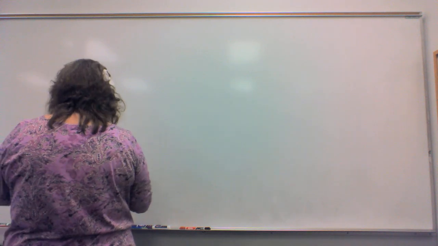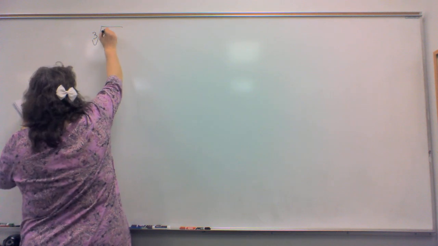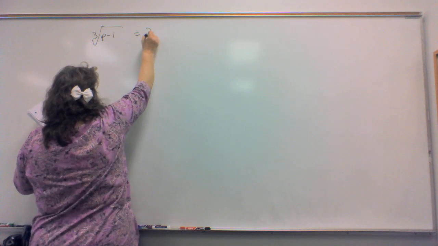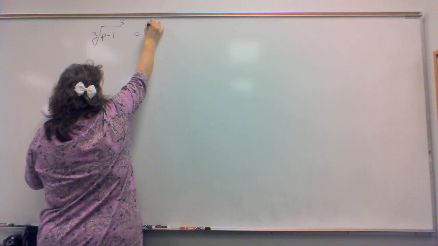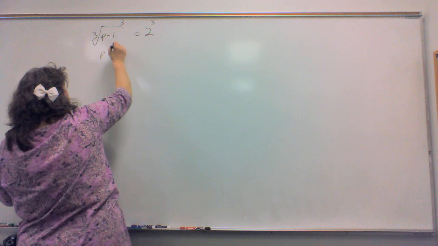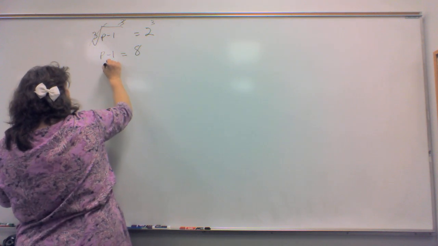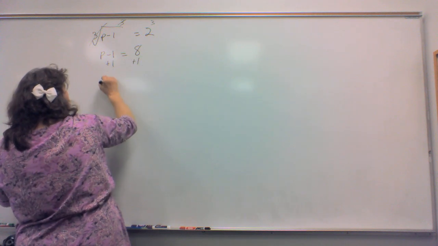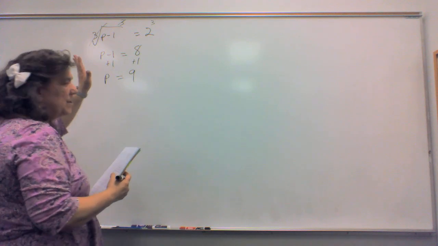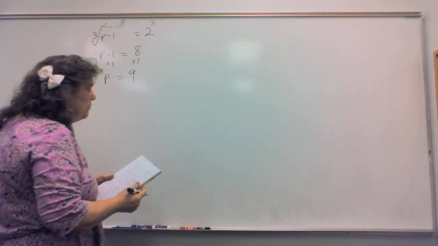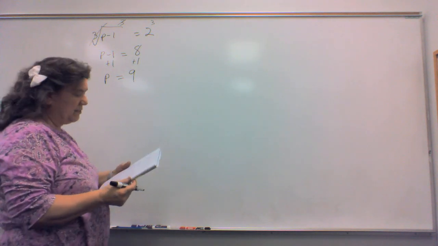Okay, so the cube root of p minus 1 equal to 2. It's isolated, so undo the cube root by cubing, and I get p minus 1 is equal to 2 times 2 times 2, which is 8. Add your 1, so p is equal to 9. And if we put that in, we'll get that, okay? Cube roots are not as inclined to give extraneous roots.